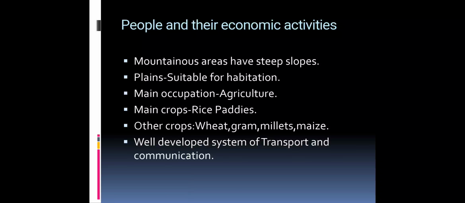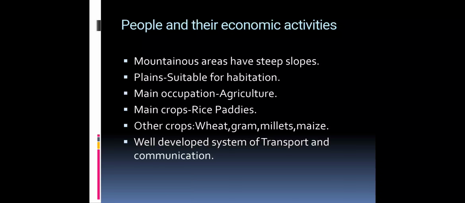Talking about the people and their economic activities, I told you mountainous areas have steep slope and rough terrain. That is why less number of people stay there. But plains have the suitable land, therefore the density of population is high over there. After that, I told you here the main occupation is agriculture. Why agriculture? Because here the soil is also very fertile, plus the climatic condition also favors agriculture.